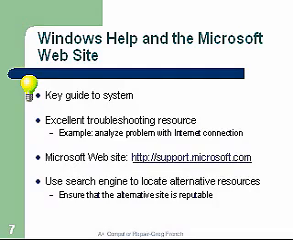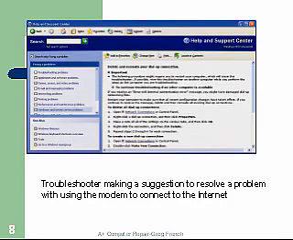I like to use Google. Google is my primary troubleshooting tool. Using Google, I can find information concerning any problem that I ever run into, and it's all documented and it's current on the internet. Google is a very, very important tool. Here's a troubleshooter making suggestions to solve a problem with using the modem to connect to the internet. The Microsoft website is, again, very useful too. Oftentimes Google will take me back to the Microsoft website.